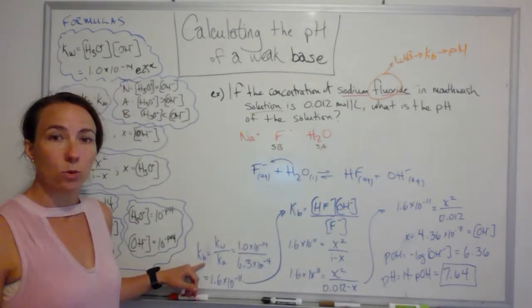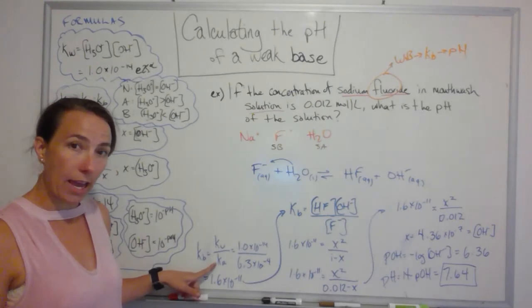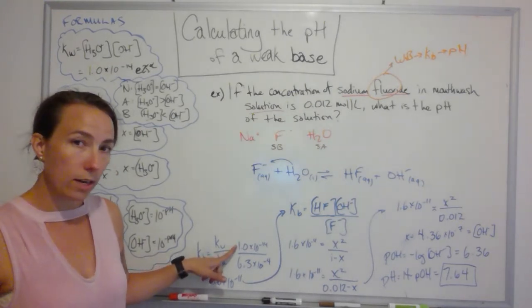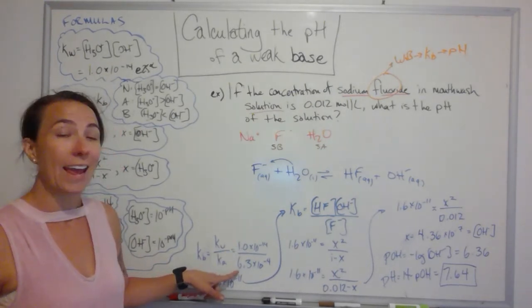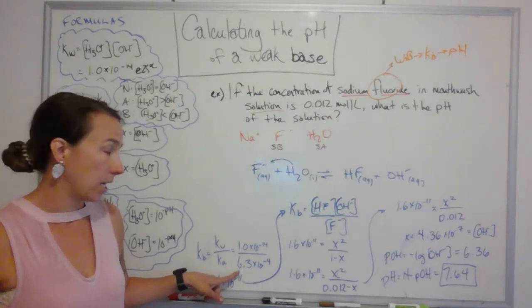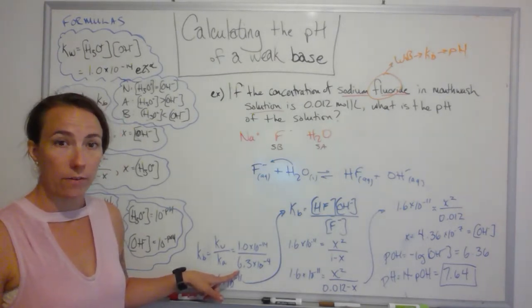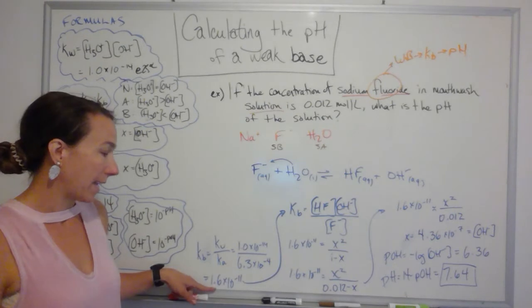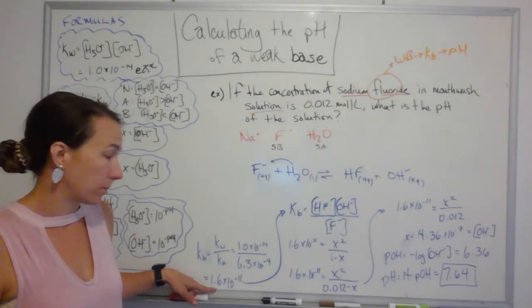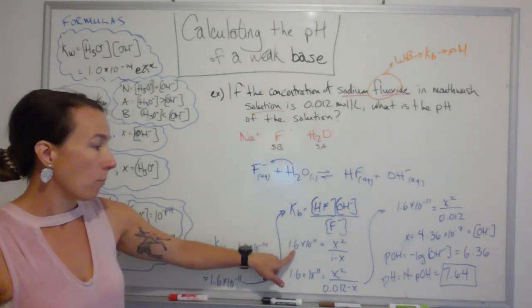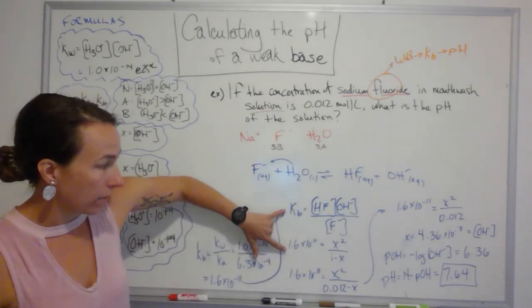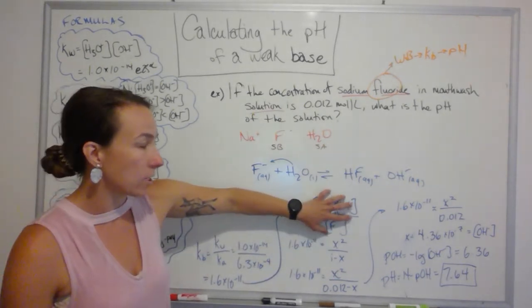So Kb is equal to Kw divided by Ka. Kw is 1 times 10 to the power negative 14. Ka is in the data booklet, and it is 6.3 times 10 to the power of negative 4. So my Kb is equal to 1.6 times 10 to the power negative 11. So 1.6 times 10 to the power negative 11 is my Kb, and this is my expression.